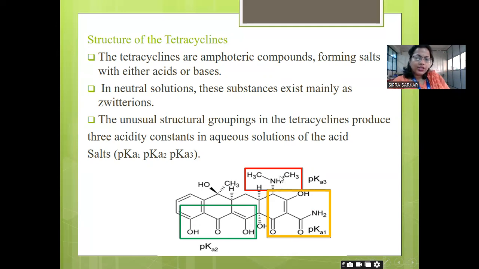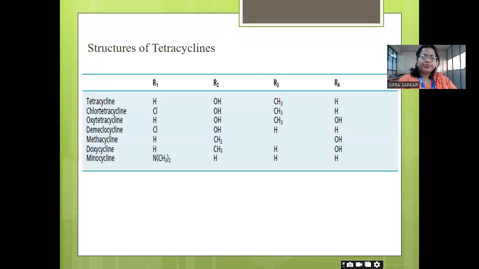And for the N(CH3)2 dimethylamino group, there is a pK3. So this grouping in the tetracycline produces three acidity constants in aqueous solution of the acidic salts. That's why different types of acidic salts can be produced.